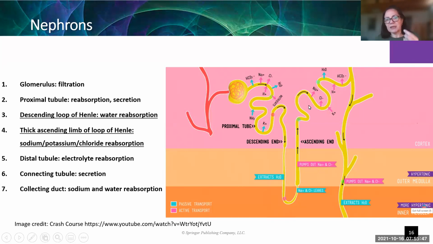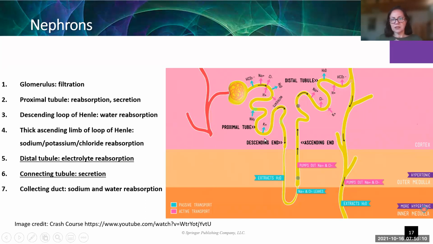And then finally, we get back to this kind of circuitous route, and that's another convoluted tubule. But since we're further away from the glomerulus, it's called the distal convoluted tubule. And this is where we do more fine tuning of the electrolytes. How much sodium do we need? How much potassium do we need? So we do some more fine tuning here.